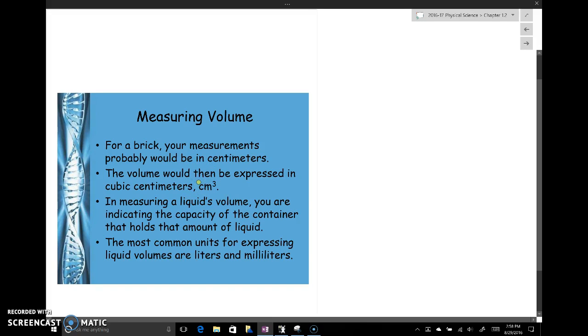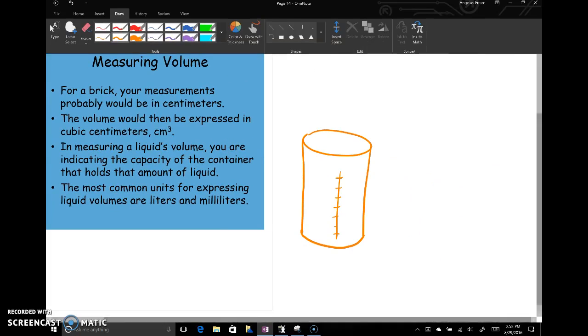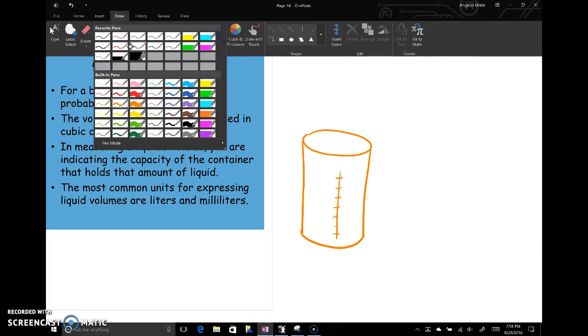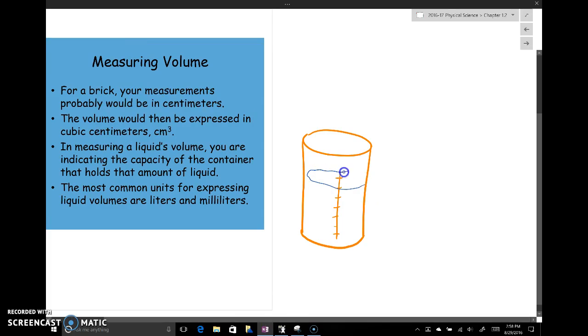If we're measuring a liquid instead, if we've got a container with a certain amount of volume in it and we're measuring a certain amount of liquid, we're usually measuring in liters or milliliters, which we abbreviate as L or mL. Okay.